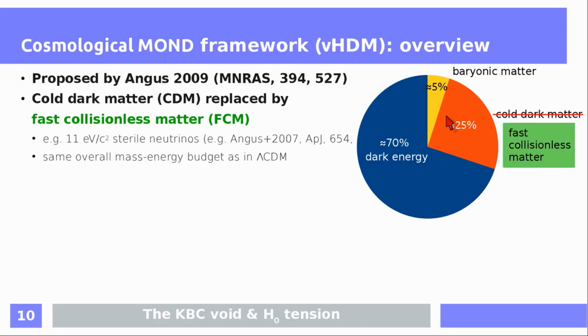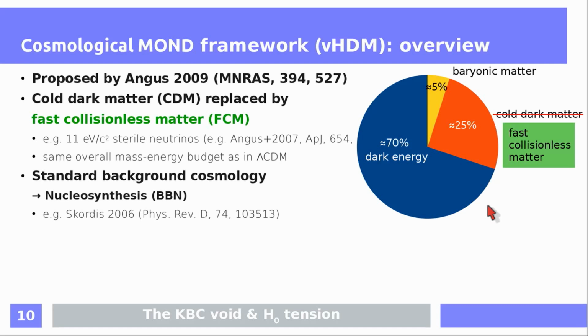So the basic picture is that this cold dark matter chunk of the cosmic pie is replaced by some form of collisionless matter, which we're assuming is sterile neutrinos with a mass of 11 electron volts by c squared. The main reason is that if these sterile neutrinos were thermalized, then they would have the same total density as the CDM in lambda CDM. So this mass is not arbitrary. The overall cosmic pie chart then stays the same.